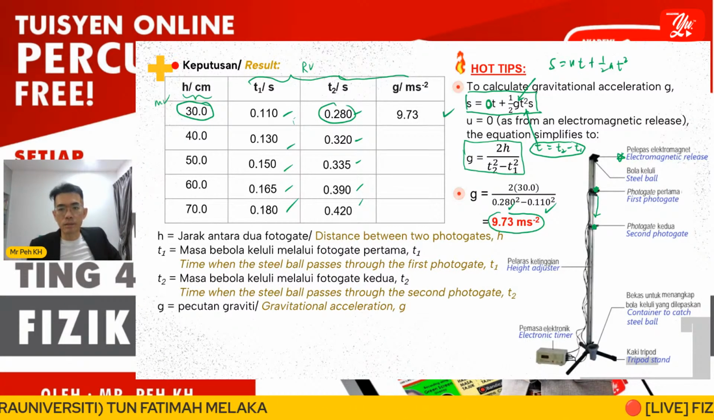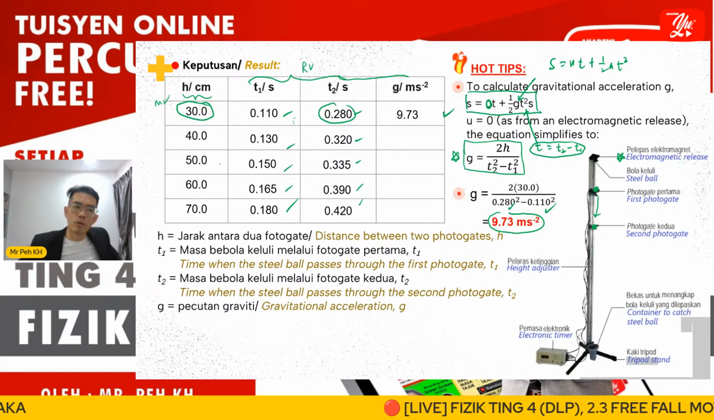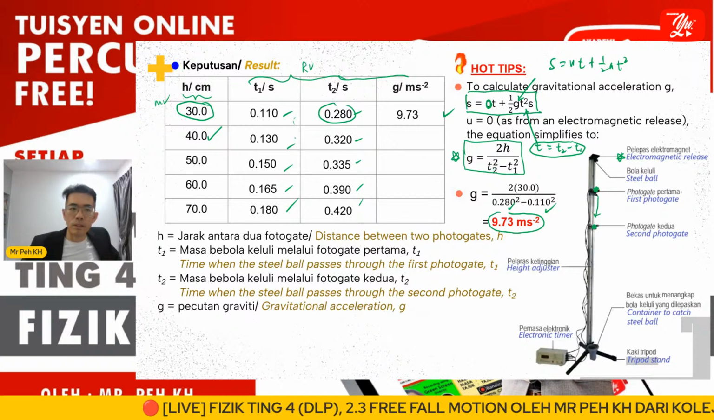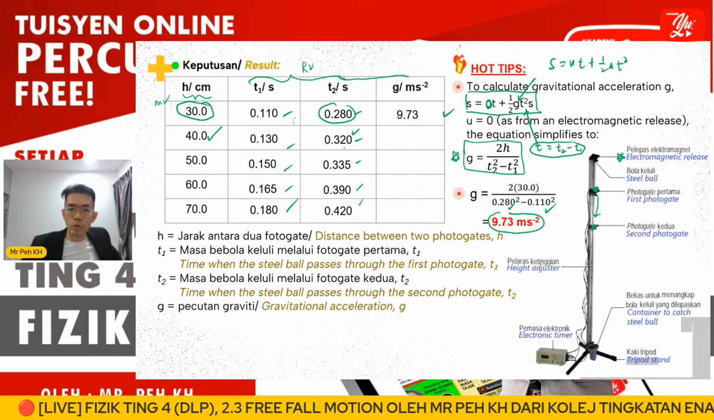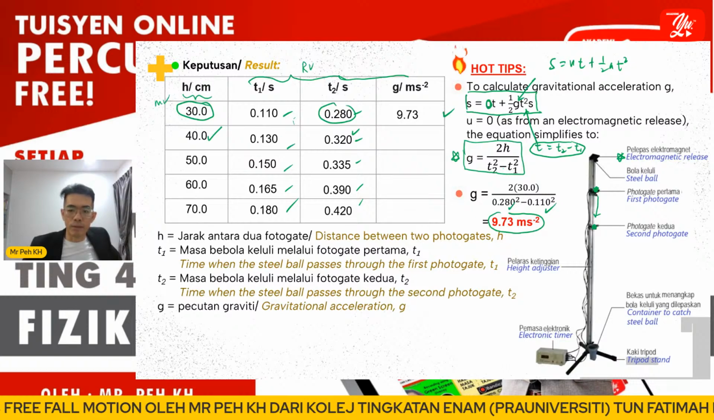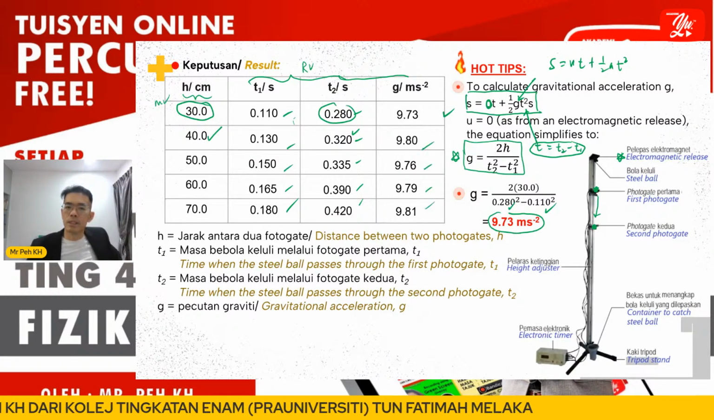Okay, so again, you just substitute in this formula, where the H now will be changed to 40. Your T2 will be 0.32 squared minus your 0.13 squared. Then you get this value, and also the rest.